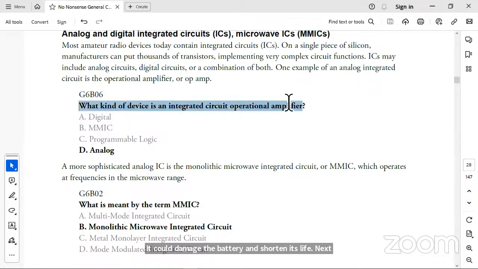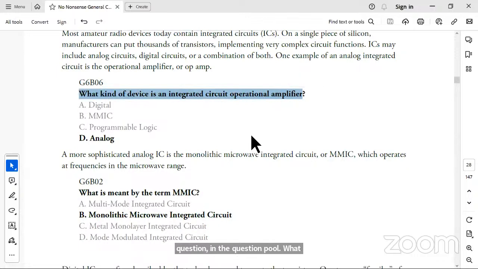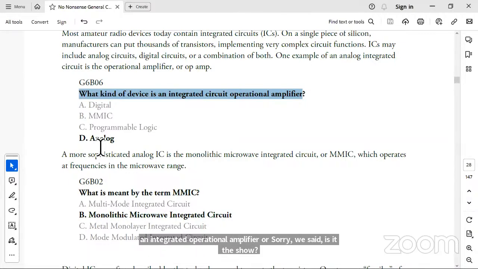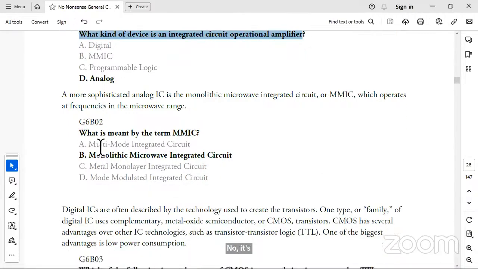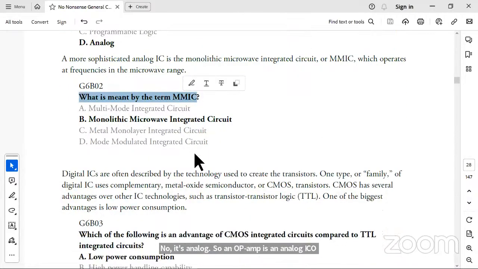What kind of device is an integrated operational amplifier, or op-amp? Sorry, we said, is it digital? No, it's analog. So an op-amp is an analog IC, or analog integrated circuit.